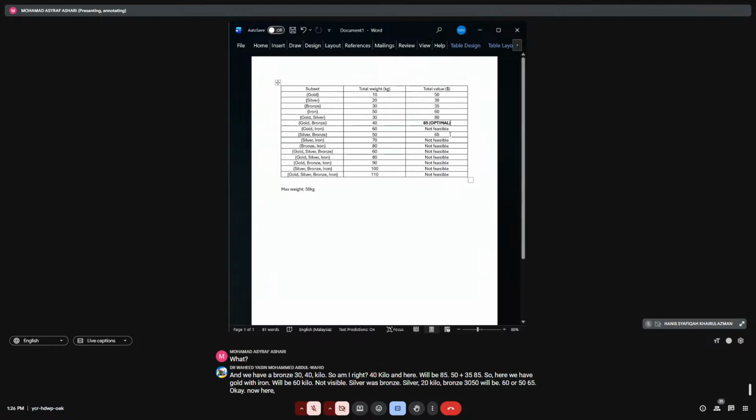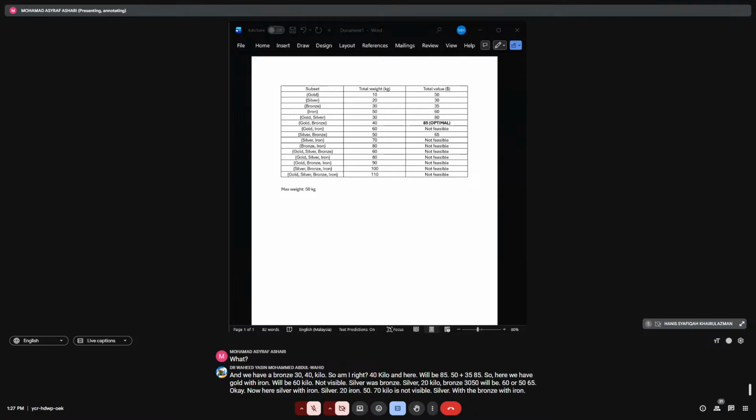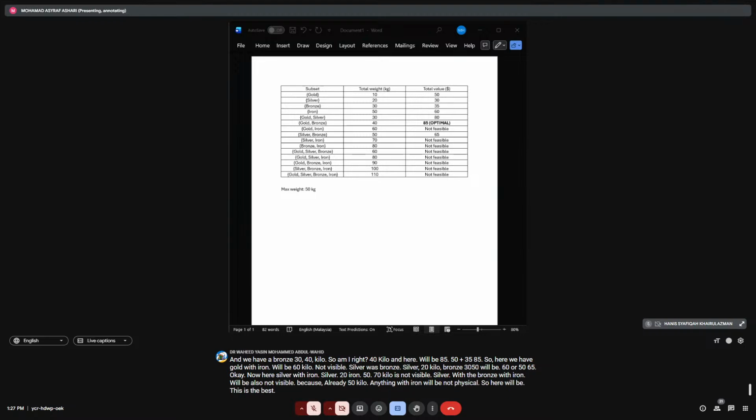Now silver with iron: silver 20, iron 50, 70 kilo, not feasible. Silver with bronze with iron is also not feasible because iron is already 50 kilo. Anything with iron will be not feasible. So the best is 85, gold with bronze. Who got this answer? Thank you, Ashraf.